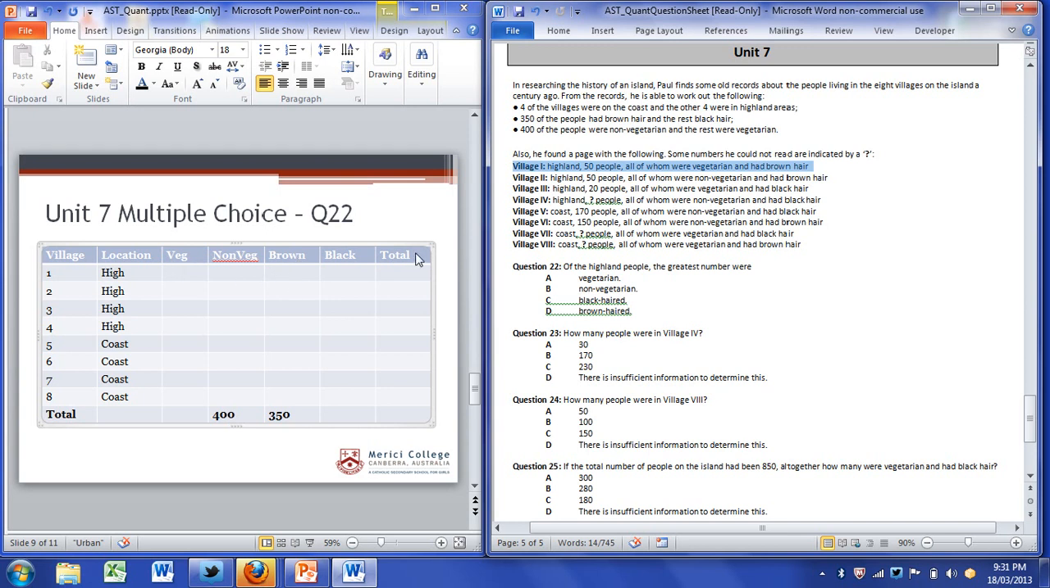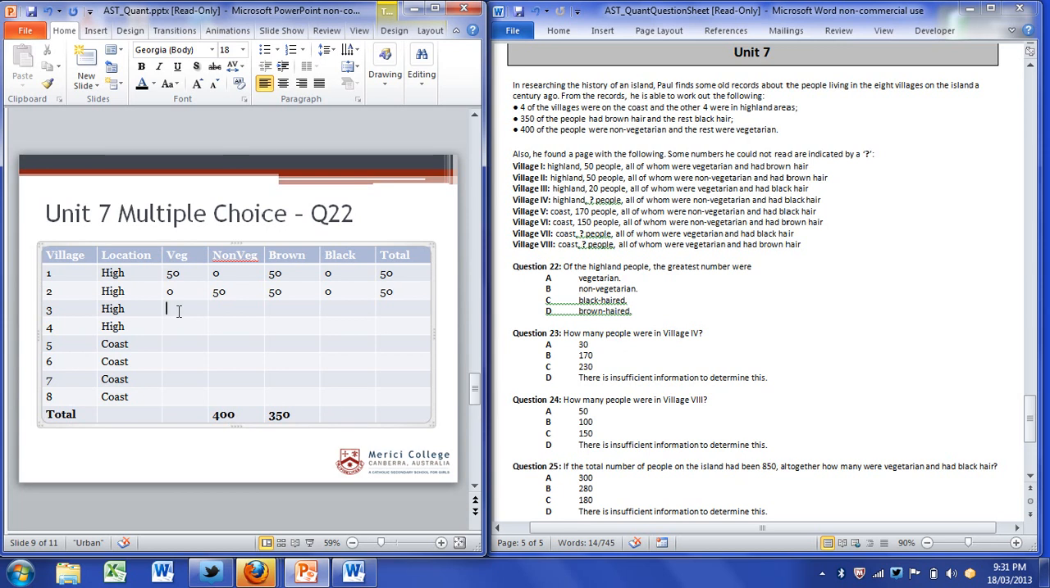So village 1, 50 people, all of whom were vegetarian and had brown hair. And I'm going to put 0 in for non-vegetarian and black because they just can't be. It's mentioned in the question. Next village, 50 people, all of whom were non-vegetarian but also had brown hair. So I'm going to put the 0s in. And also total of 50.